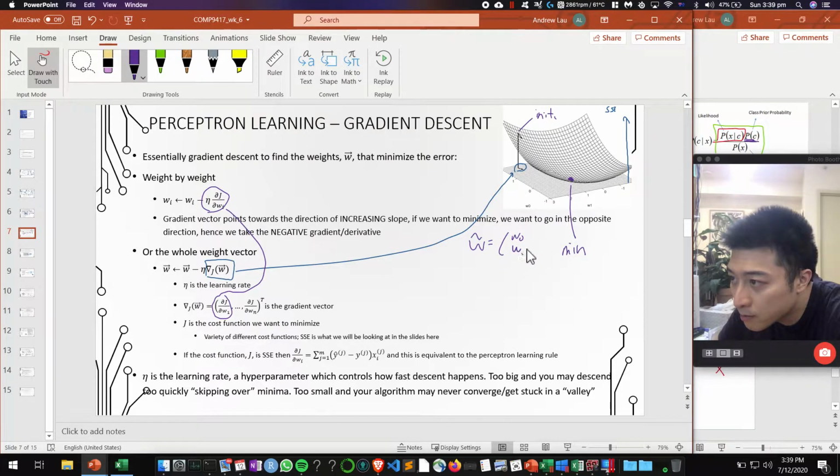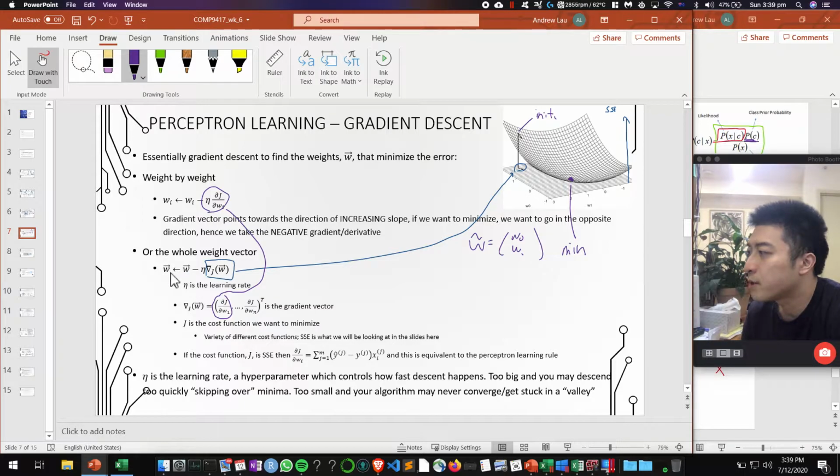W0 and W1, right? Okay. And then you just bump the entire weight vector by moving it in the opposite direction of the direction of steepest ascent. Okay.